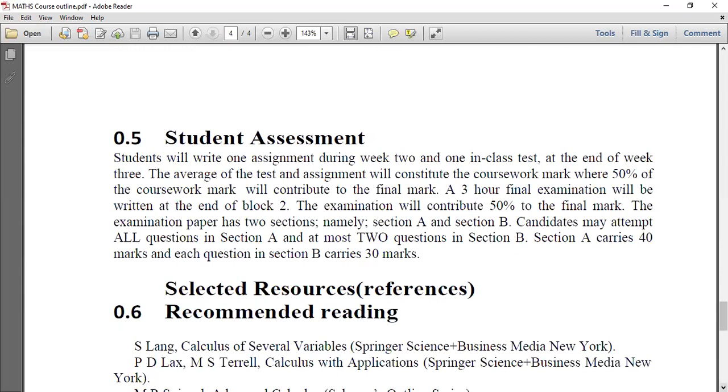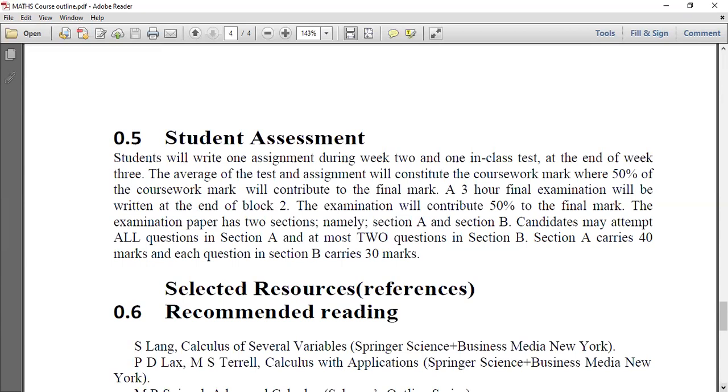The module, you'll be assessed using a 3-hour final examination. The final examination will contribute 50% of the final mark, and the coursework will contribute another 50%. So the 50% will come from the assignment and the in-class work.